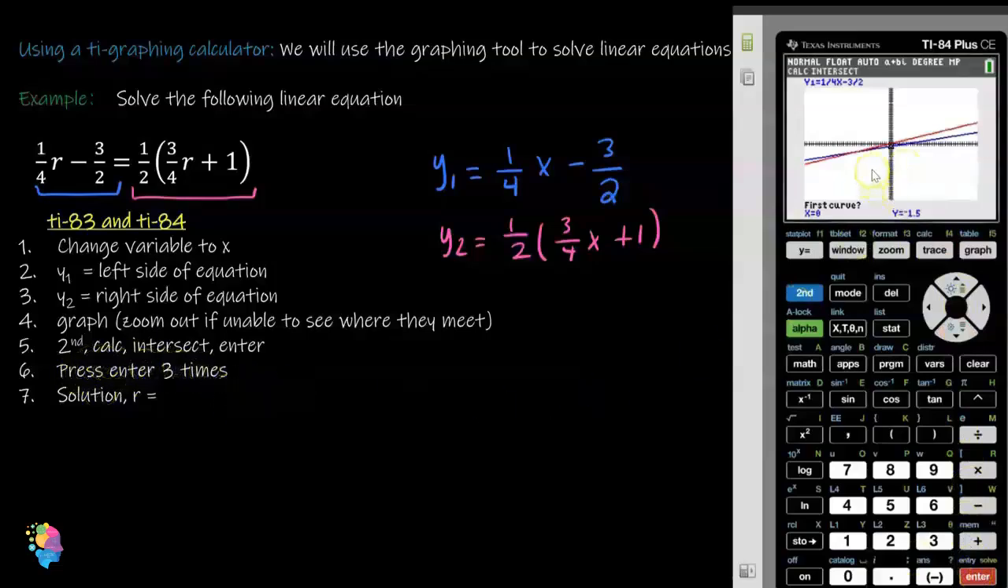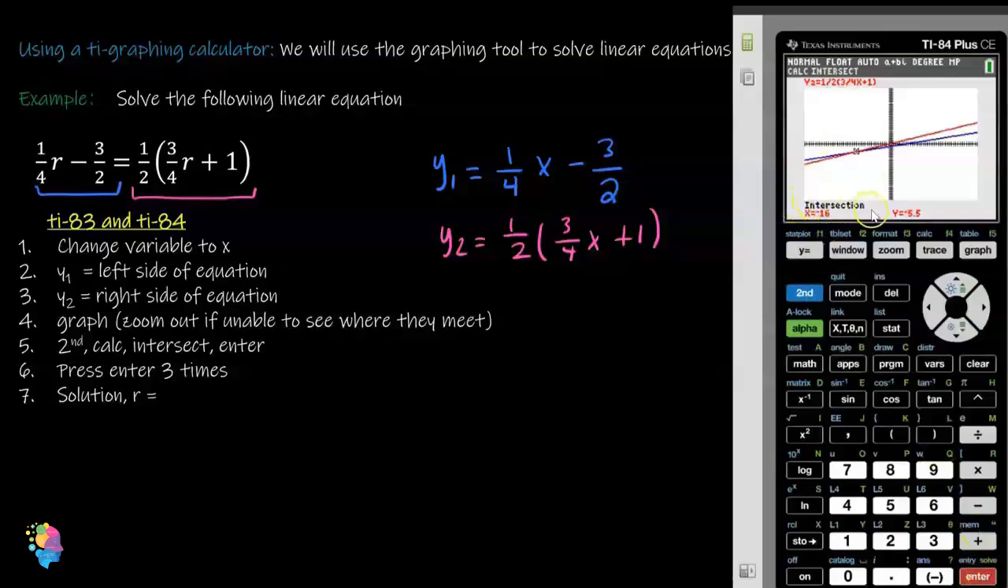Now the reason we have to do that is because it's asking you to make sure that you entered your equations correctly. So it's asking, is this your first curve? Is this your left side? And it is, so that's why we press enter once. And then they ask you, is this your second curve? Is this the right side? And it is, so we have to press enter a second time. And then it's asking you, do you want me to guess? And you're like, yes, I want the answer. Give me the answer. So we press enter a third time.